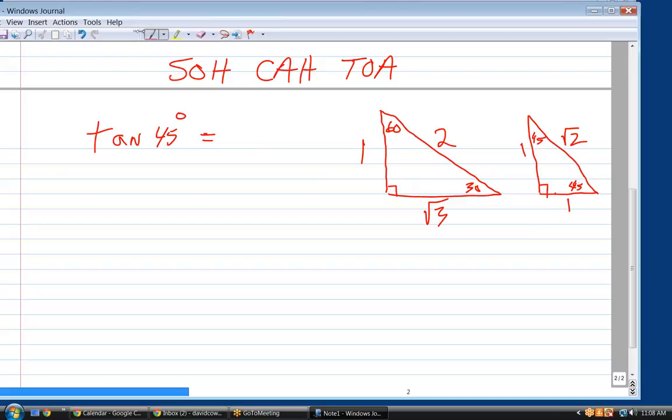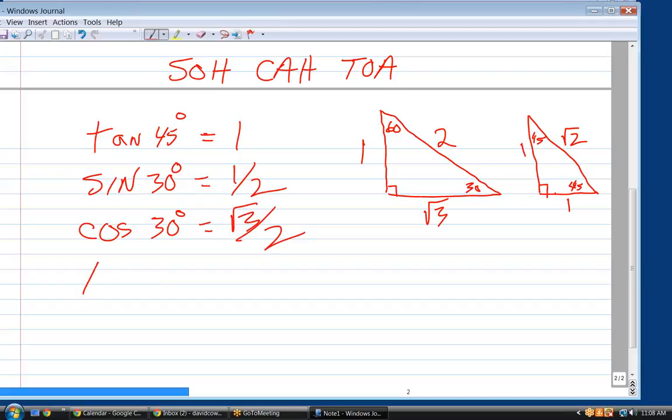Tell me what the sine of 30 degrees is. So would it be 1 over 2? So 1/2. What is the cosine of 30 degrees? The square root of 3 over 2. What is the tangent of 30 degrees? So 1 over the square root of 3.